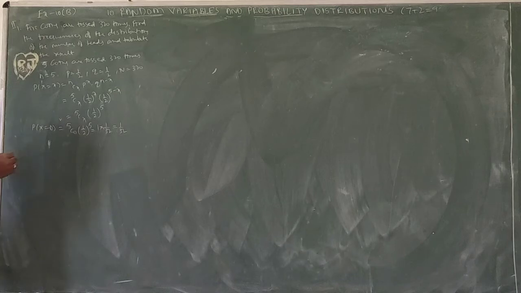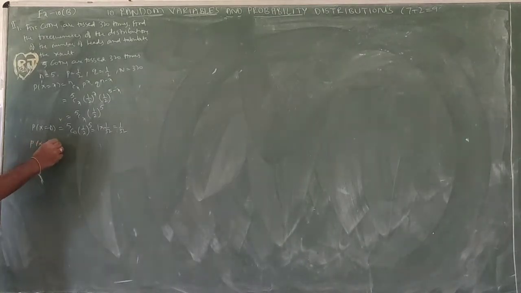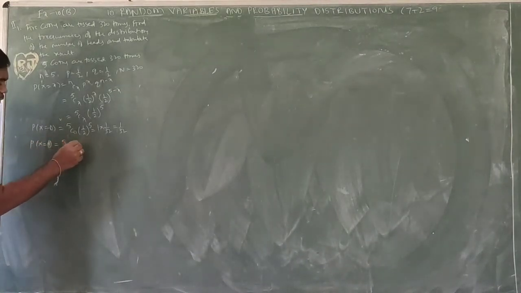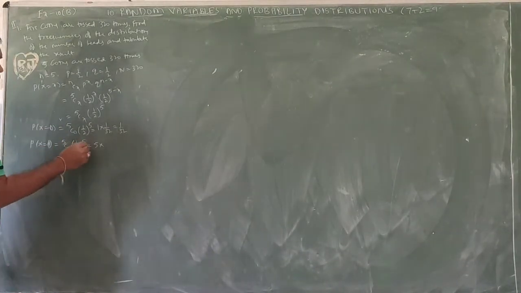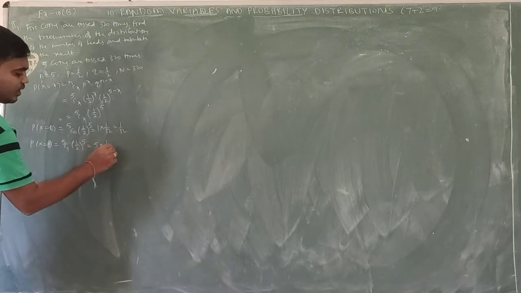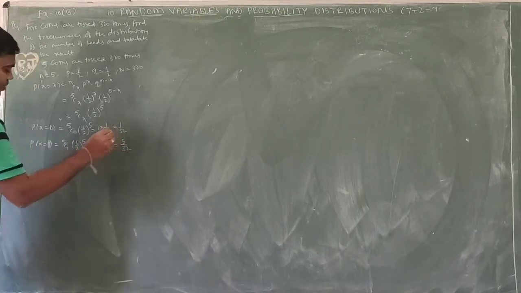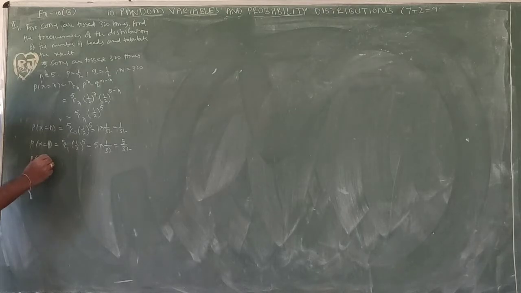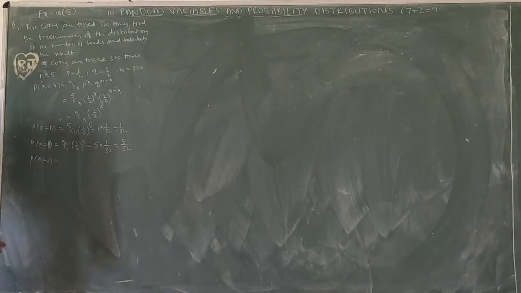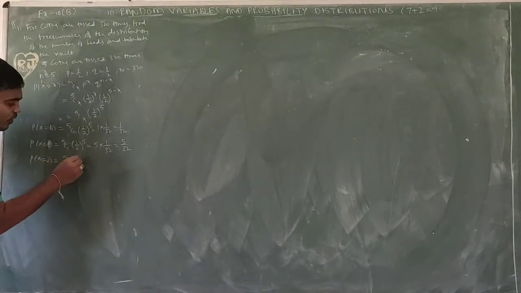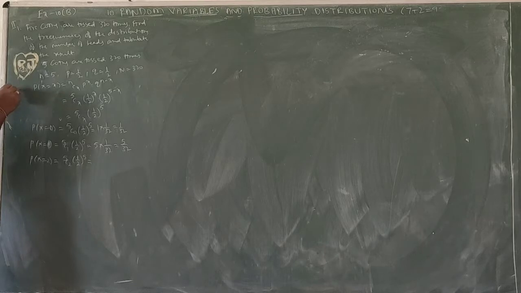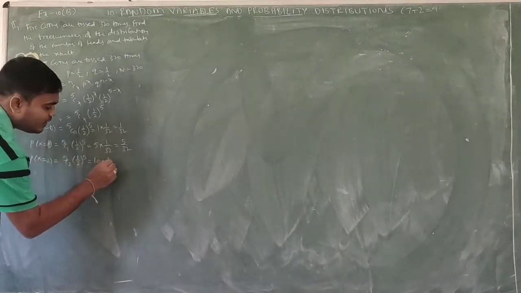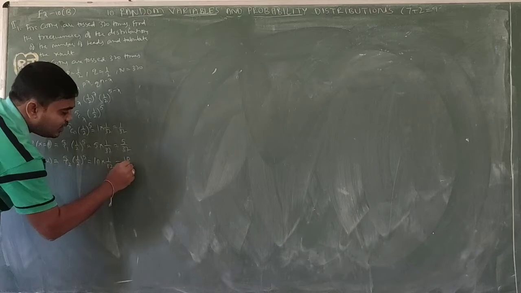So for x equal to 0, P of x is 1 by 32. For x equal to 1, P of x equals 5 C 1 into (1 by 2) power 5, where 5 C 1 is 5, giving 5 by 32. Next, P of x equal to 2: 5 C 2 (1 by 2) power 5. 5 C 2 is 5 into 4 by 1 into 2, which is 10, into 1 by 32, equal to 10 by 32.